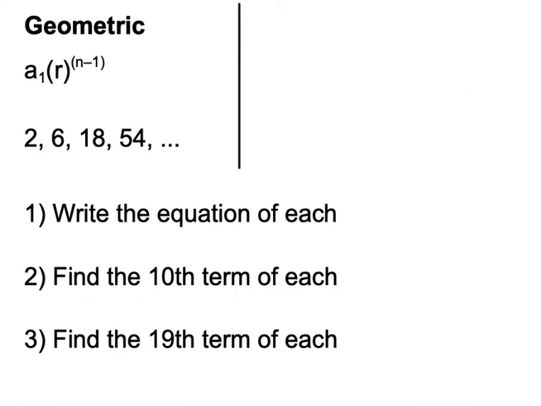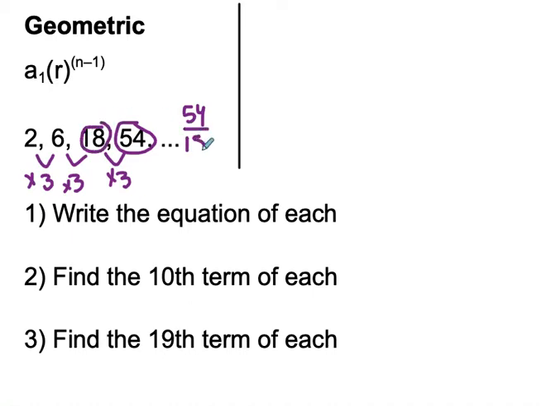The next sequence is geometric, meaning we're multiplying by the same number each time, so we have a common ratio. In this case, we're going to be multiplying by 3 each time. Now, if you ever get in a situation where the numbers are kind of hard to tell what you're multiplying by, you can always take a term and divide it by the term immediately before it. I know that 54 divided by 18 gives me 3. So if you're ever given weird fractions or decimals and you need to figure out what the common ratio is, this is a method that you can use.